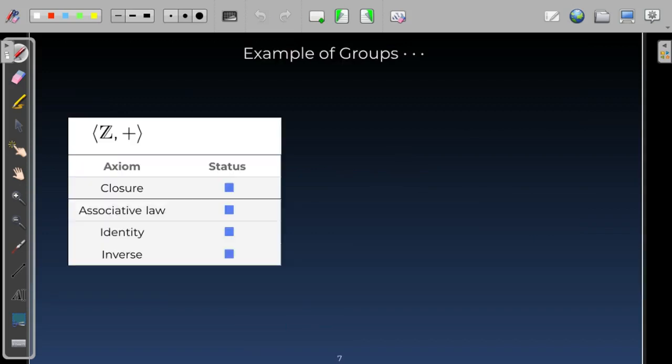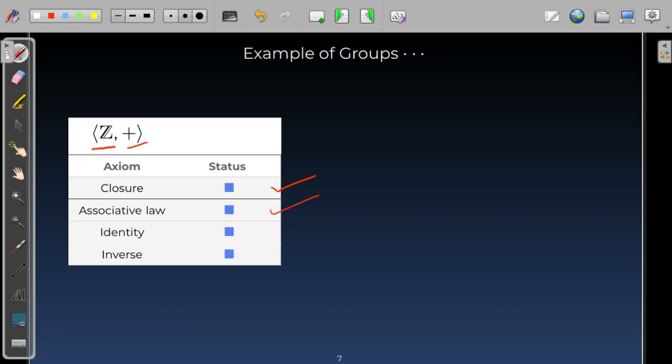So here we have a very well-known group. It is the integers under addition. The set of integers is called Z, and the operation here is addition. If you add any two integers, the result is also going to be an integer, so it is closed under addition.